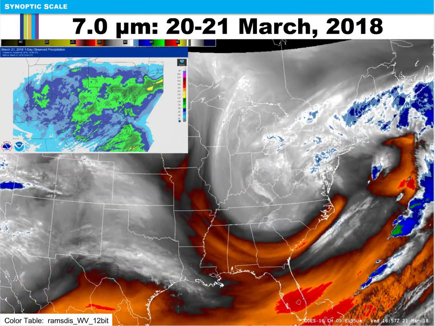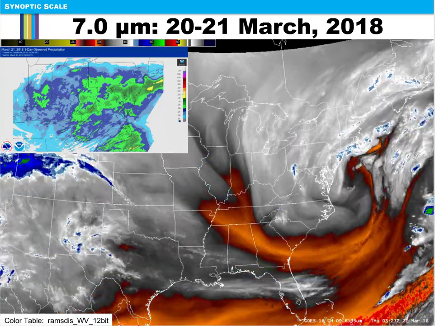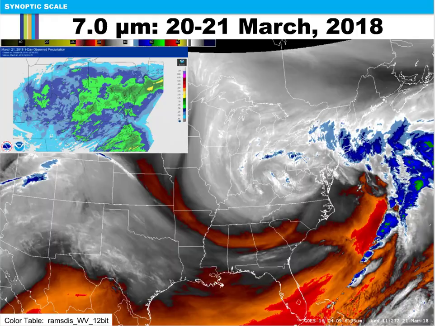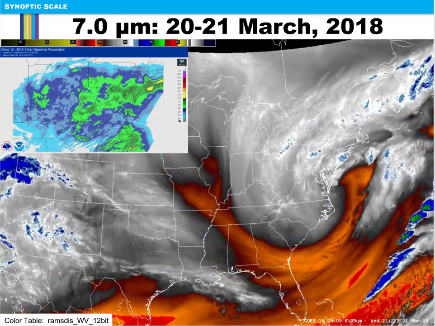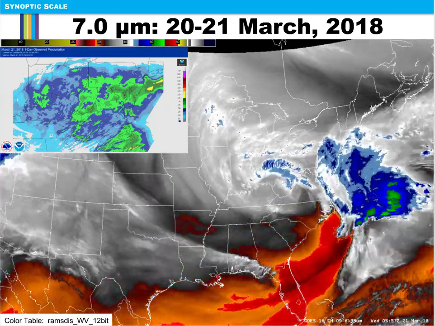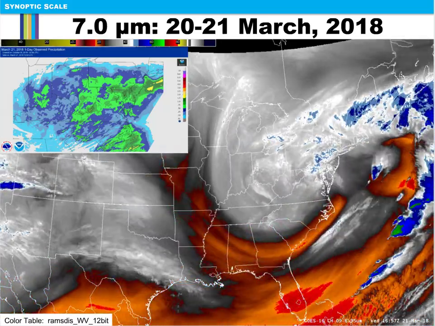Now that we've discussed the location of the various signatures, study the loop once again to follow these features along in the animation. I also provided the observed precipitation through 12Z March 21st. This was a heavy snow event in the Washington, D.C. region.